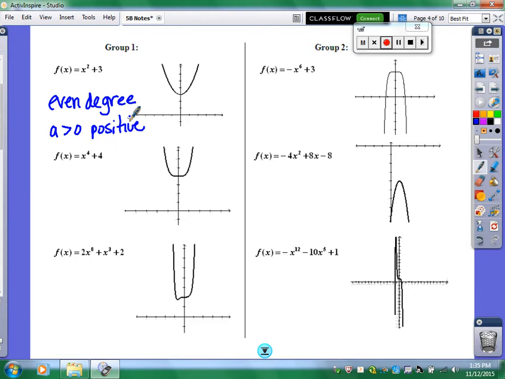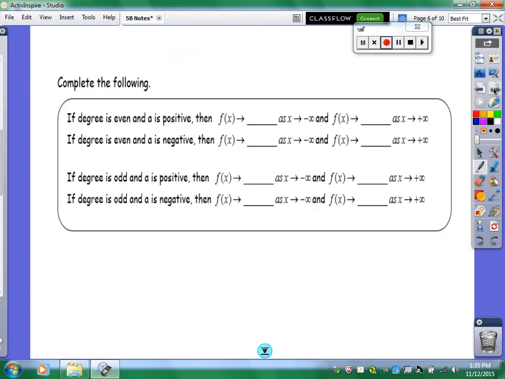Let's flip over a little bit and do that first one. If the degree is even and A is positive, then as x approaches negative infinity, y is going up, so it's approaching positive infinity. And as x approaches positive infinity, f of x is still going up, so it's approaching positive infinity. So degree even, A is positive, they're both up, up.